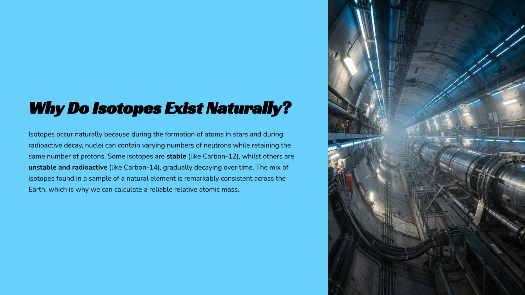Isotopes occur naturally because atomic nuclei can form with varying numbers of neutrons. Some are stable, like carbon-12, while others are unstable and radioactive, like carbon-14.